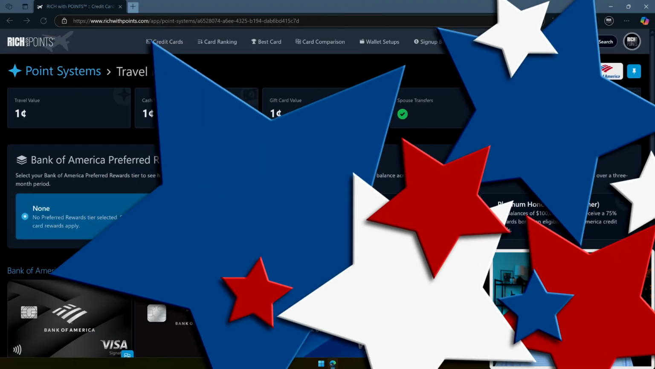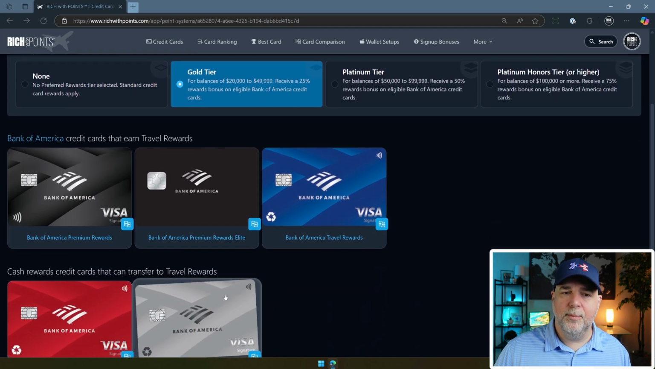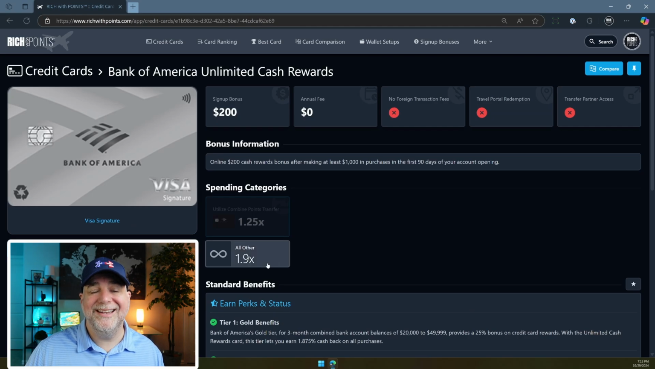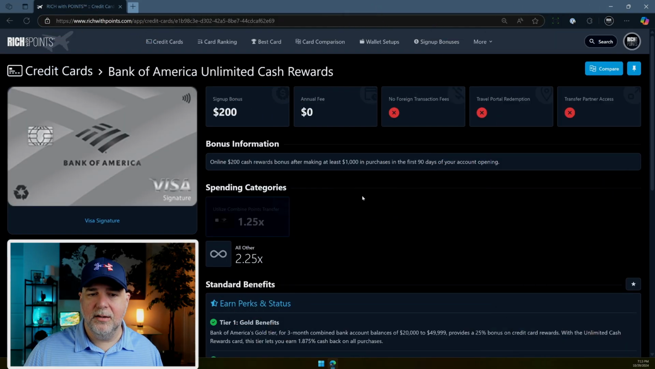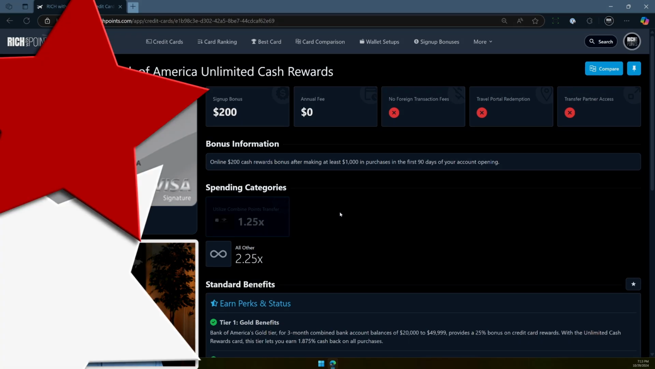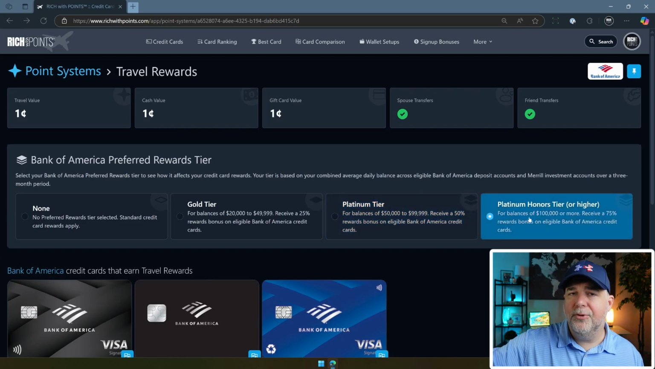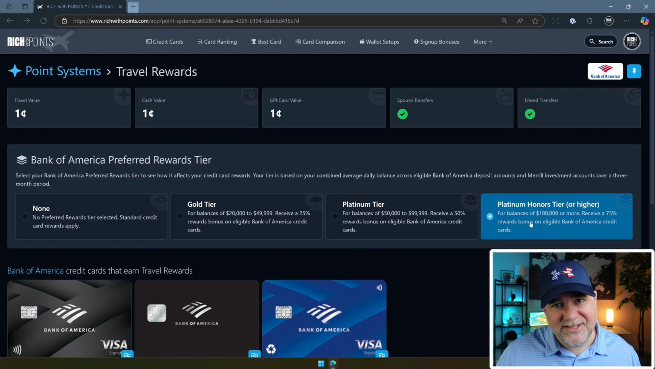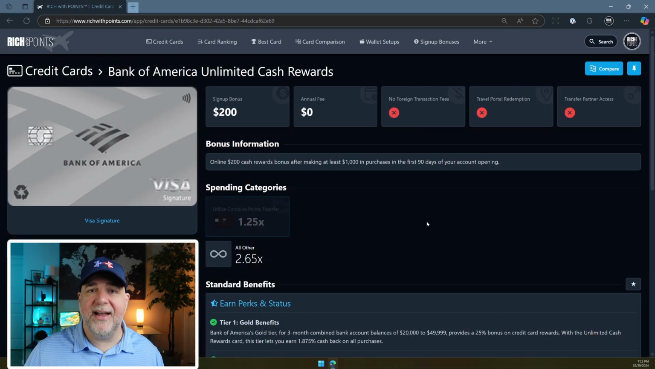So if you go back over here and you change it to the gold tier, you're gonna get a 25% boost on that. So when we come back here to this card, now it's 1.9 instead of 1.5, right? So then if you change it to the platinum tier, and then you go back to that card, now it's 2.25 because you're getting a 50% boost on those. We'll go back again to the travel rewards, change it to the platinum honors tier. So if you have $100,000 or more, it's across 3 months as an average balance. Then you're getting a 75% boost on those points. So if we come down here, now you're seeing you're getting 2.65.